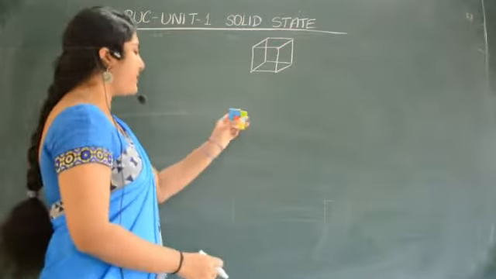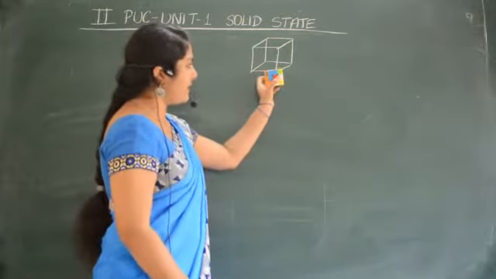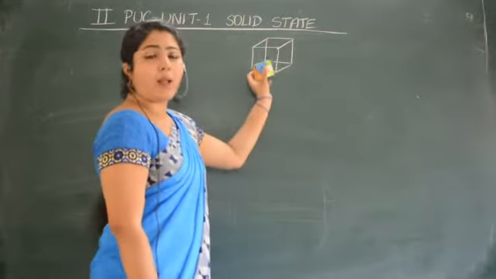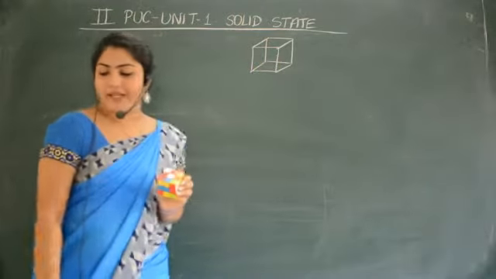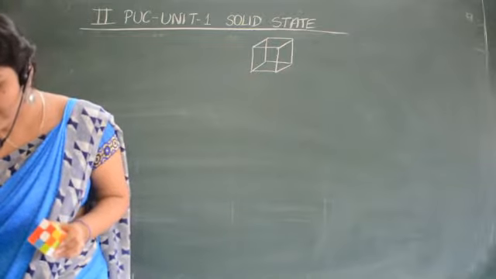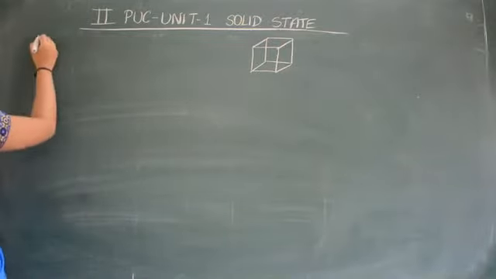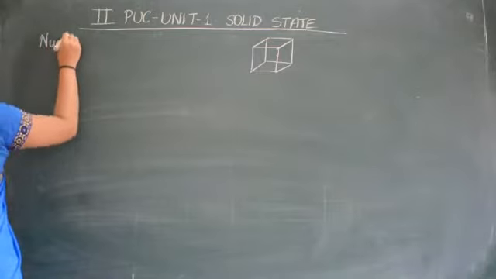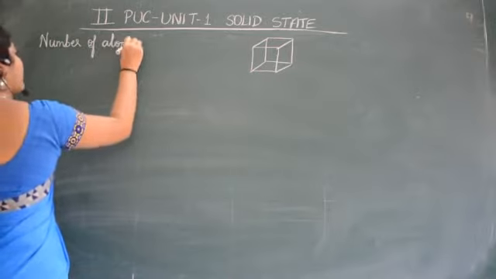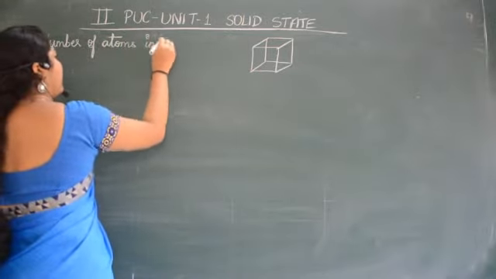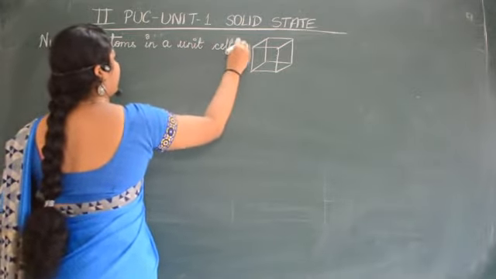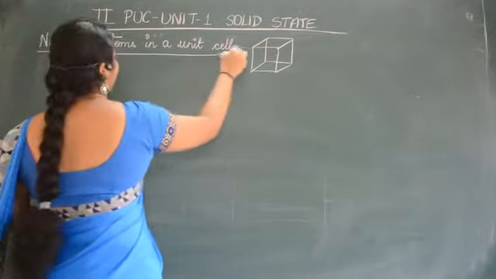This is a cube which we have now, isn't it? It looks this way. Now we have to calculate the number of atoms present in a unit cell. This is what we are going to calculate now.